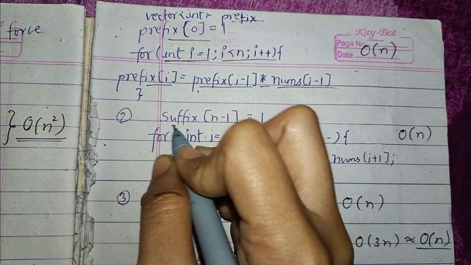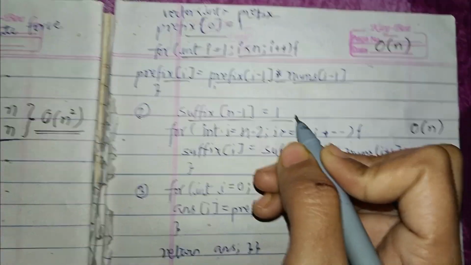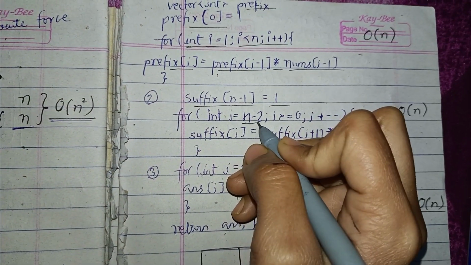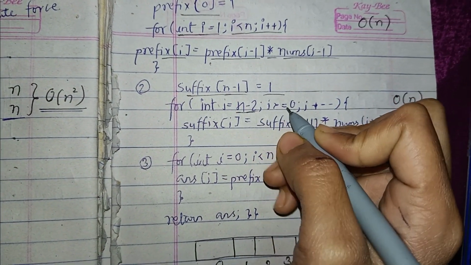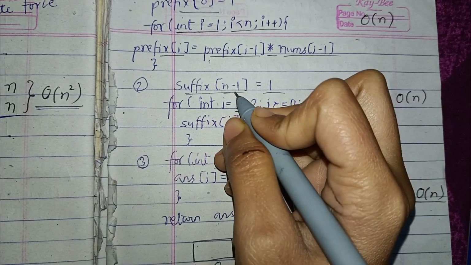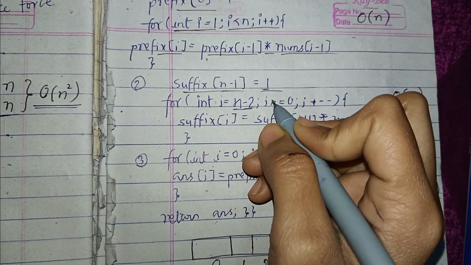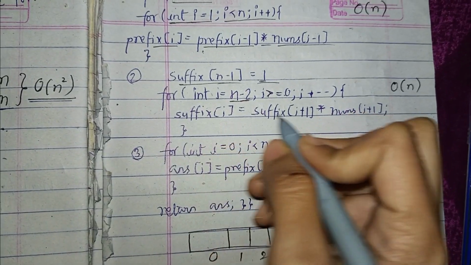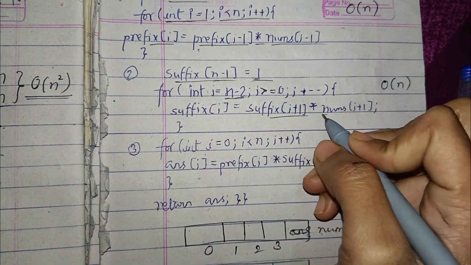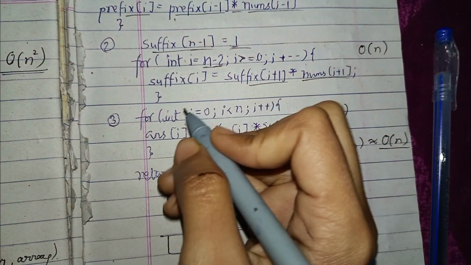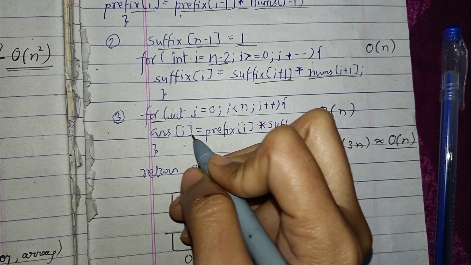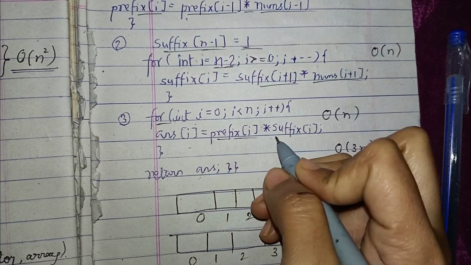Then we have created suffix n minus 1 is equal to 1. Here we have done that. We have taken our loop backward from n minus 2, because we know that n minus 1 is 1 only, till 0 with i minus minus. Then suffix of i is equal to suffix of i plus 1 into suffix of n. And after that, we just store them in the ans vector.